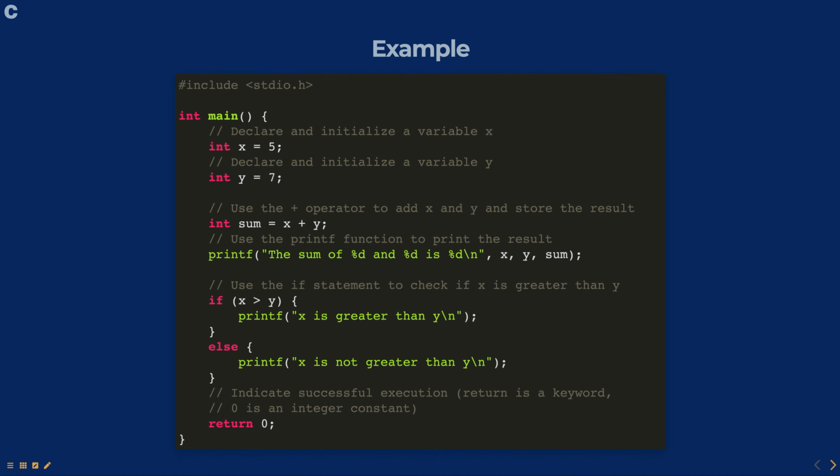Here is an example of a C program containing different tokens. As you can see in this example, the program is composed of several tokens such as keywords, identifiers, constants, special symbols, and operators. Hope this was helpful.